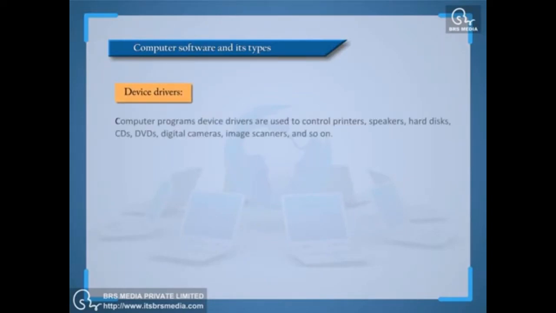Device drivers. Computer programs' device drivers are used to control printers, speakers, hard disks, CDs, DVDs, digital cameras, image scanners, and so on.